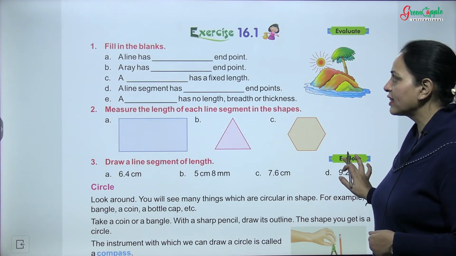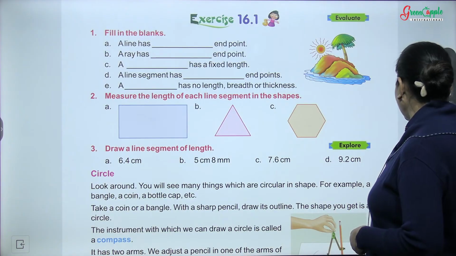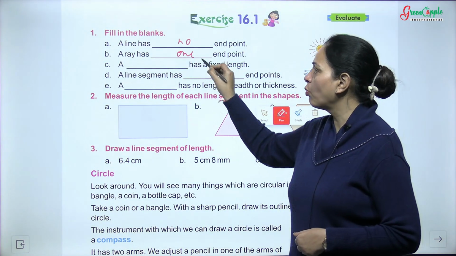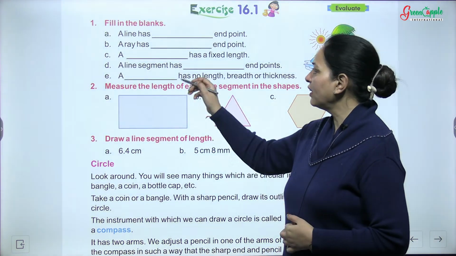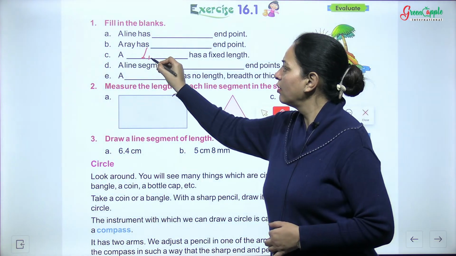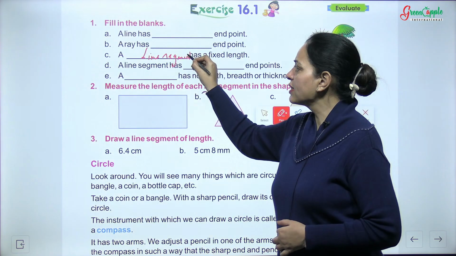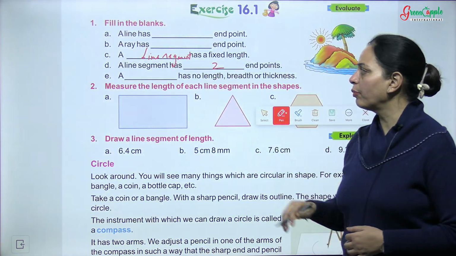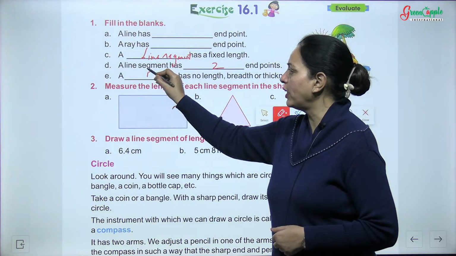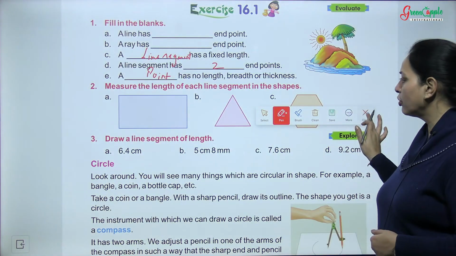Now come to exercise 16.1, question number 1, fill in the blanks. A line has no end point. A ray has one end point. A line segment has a fixed length. A line segment has 2 endpoints. A point has no length, breadth or thickness. Okay, similarly you can try the second question and third question.